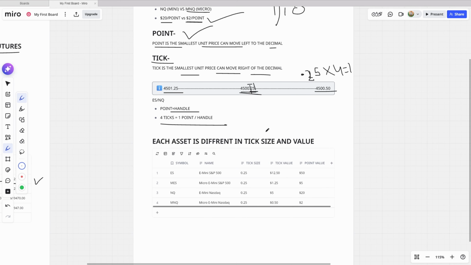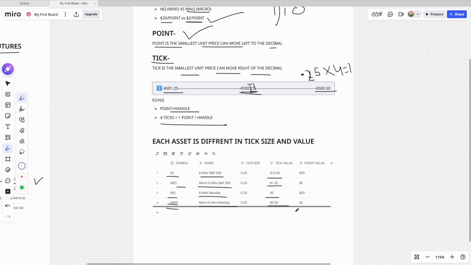Even though ES, MES, NQ, and MNQ move in 0.25 increments, the dollar value per tick differs. For example, one ES tick is worth $12.50. One MES tick is worth $1.25. One NQ tick is worth $5. One MNQ tick is worth 50 cents.